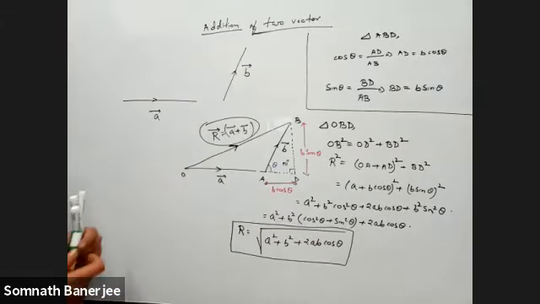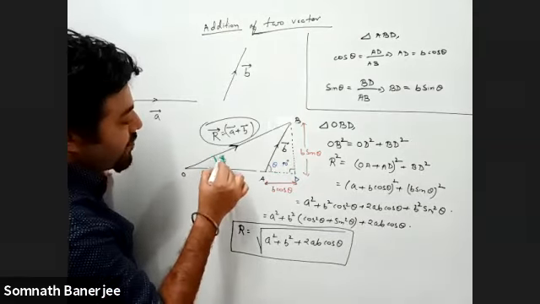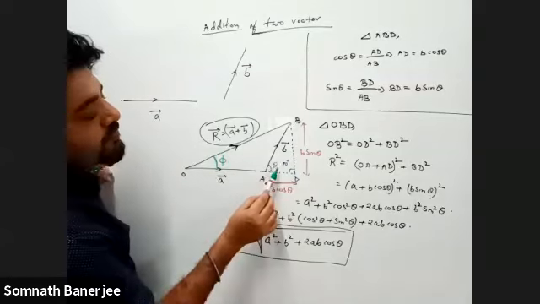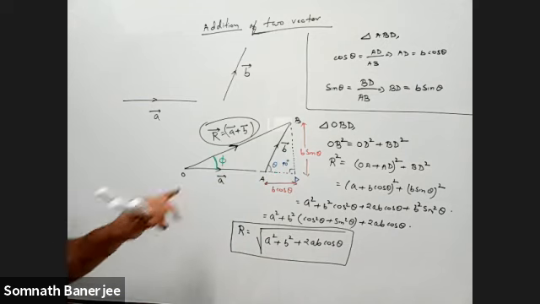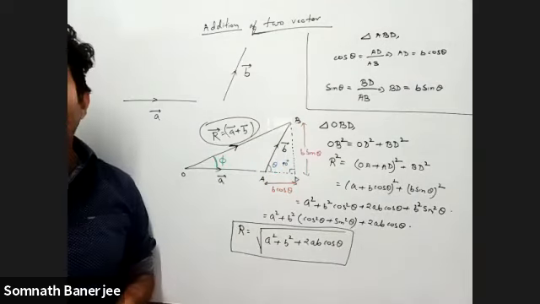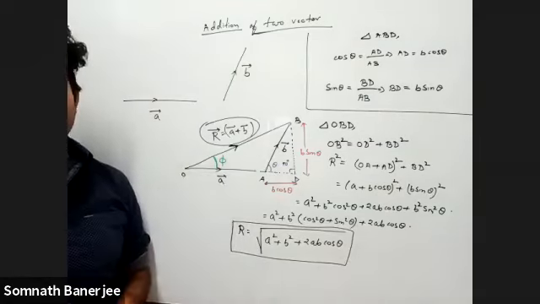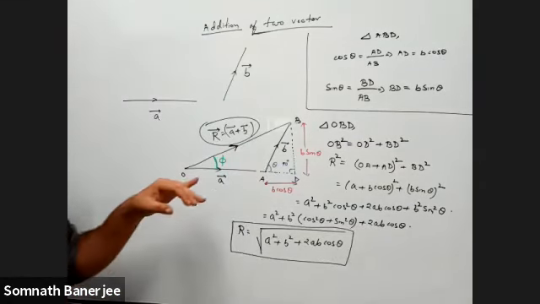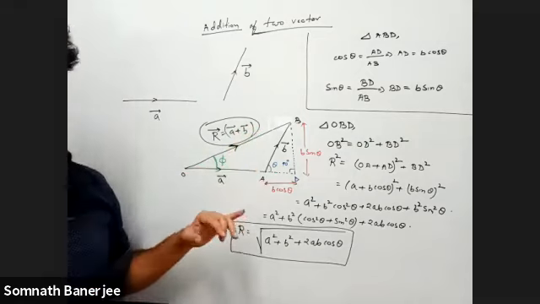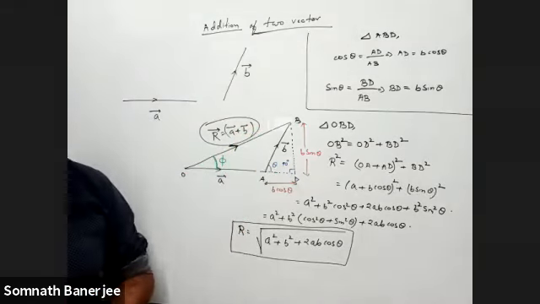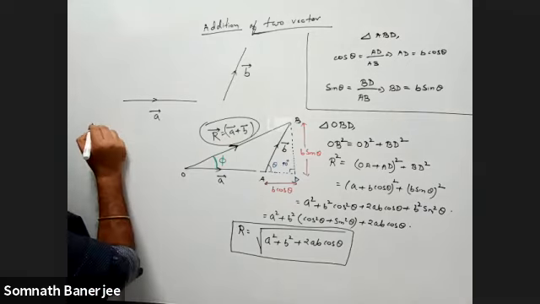So for direction, let this angle be phi. Why do we use phi? Because we already used theta. If we write theta here, you would be confused about which theta is which, so it's better to use another symbol. The symbol is phi. This phi represents the angle of the resultant vector with the initial vector, which is the first vector, that means vector A.